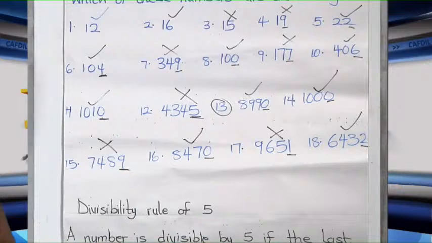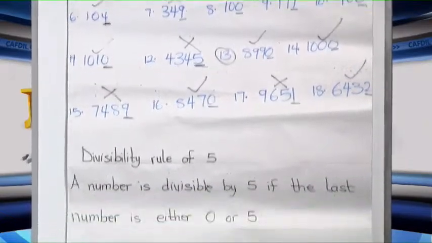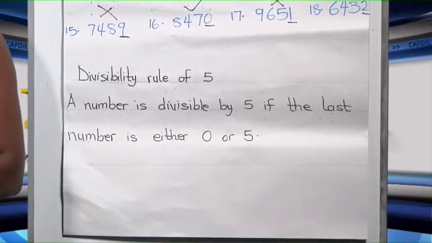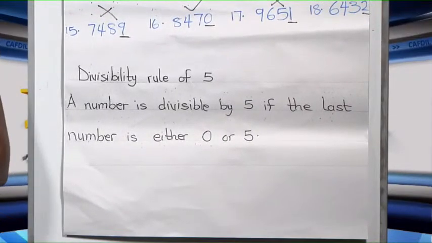Having done the divisibility rule of 2, let's look at that of 5. Remember, we had two objectives. How can we determine if a number is divisible by 5? Before we can do that, we must follow the rule. That is the divisibility rule of 5. And it says a number is divisible by 5 if the last number is either 0 or 5. So simple.